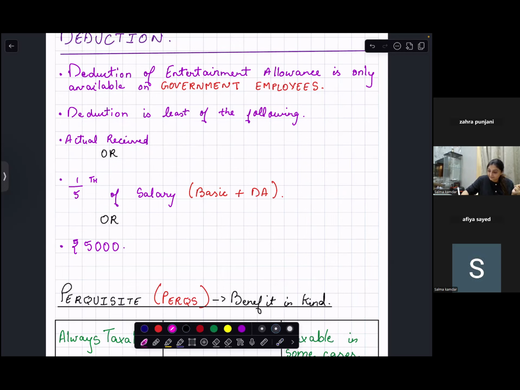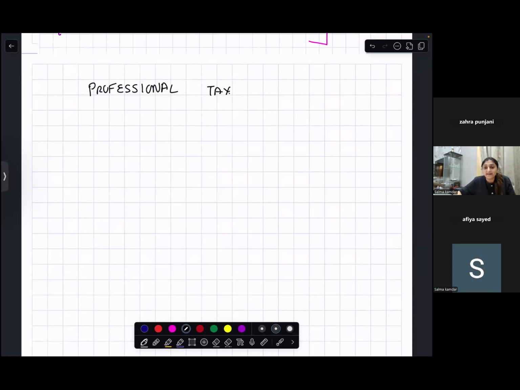I hope you're with me. Or 5,000, whichever is lower. So it is the least of the things. That means the maximum amount that you can receive for entertainment allowance is 5,000. So I say that this is restricted to 5,000. And the third deduction that is allowed is professional tax. So there are three deductions for salary under section 16. First is standard deduction 50 or 75.